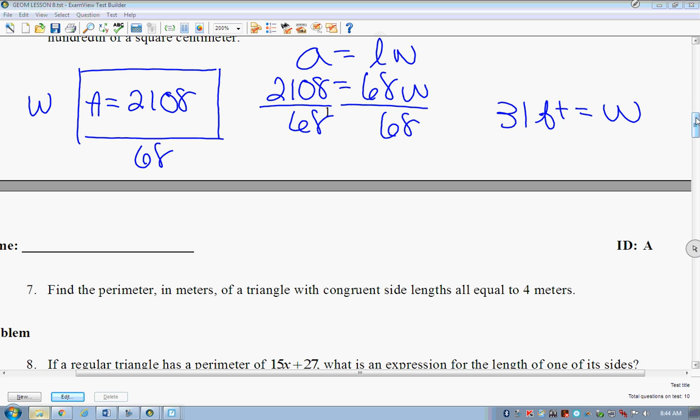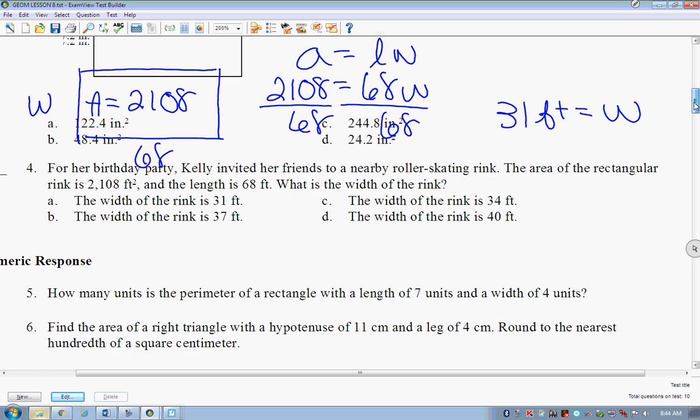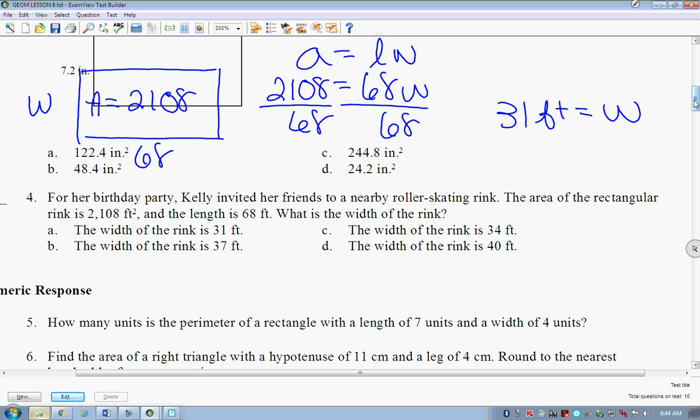Our width is 31 feet. Take what you know. If you need to, draw a picture. Geometry works really well for pictures, illustrations. You see how easy that was to solve once we started to put the pieces together? I don't know about you, but it helps me because I can't automatically see it and I can't automatically do it in my head.